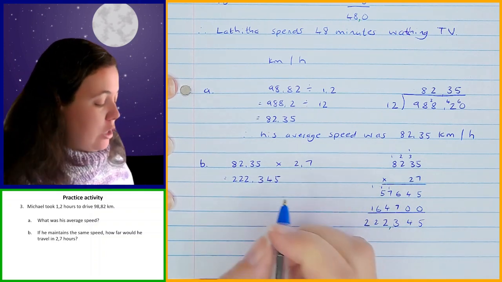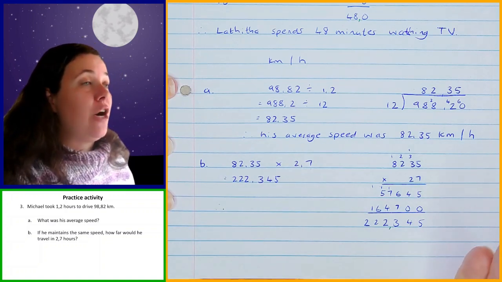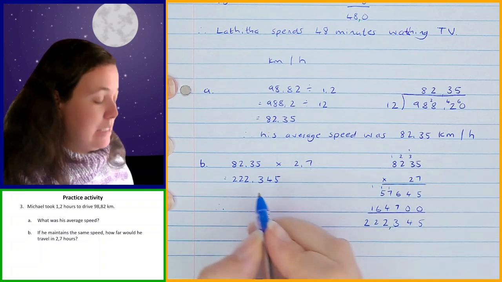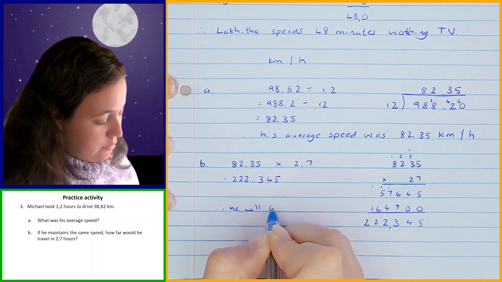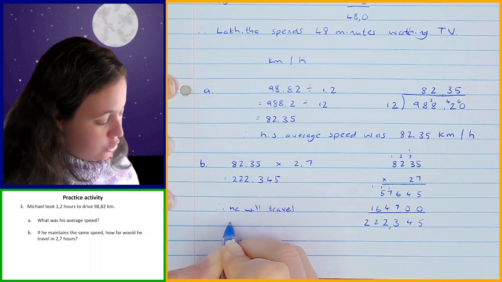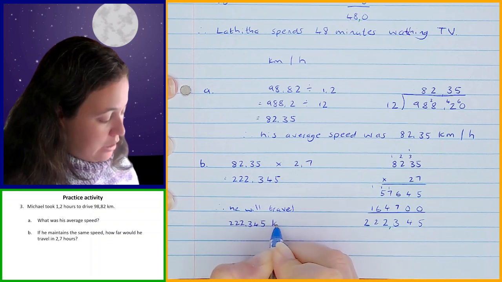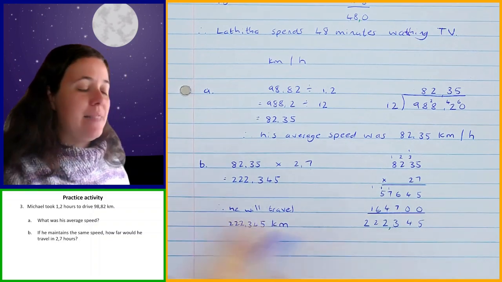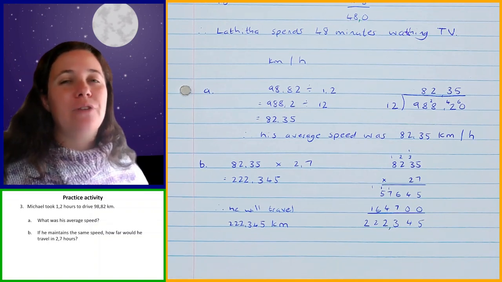So now the answer to our question is, if he maintains the same speed, how far will he drive, or how far will he travel in 2.7 hours? So therefore, he will travel 222.345 kilometers. And that's what you should have got for that question. And that's how we solve word problems involving decimal fractions.